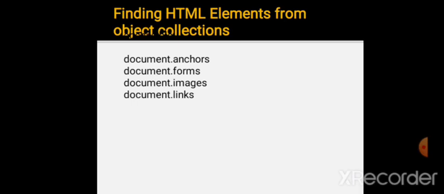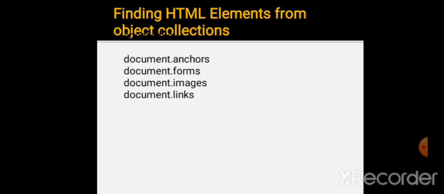Here in this slide you can see document.anchors. This is a collection of what? Anchors, all the anchor tags which are present inside an HTML file. Then another thing, document.forms. What may that be? That is the collection of forms which are present inside an HTML page. Then another thing, document.images. That is the object collection of all the image tags which are present inside the HTML page. Then the next collection is document.links. All the links which are present inside an HTML page.